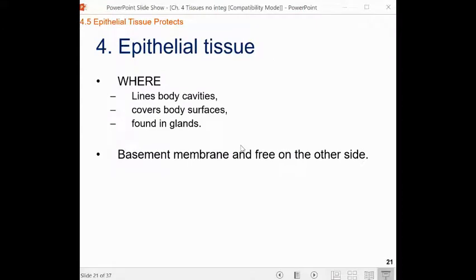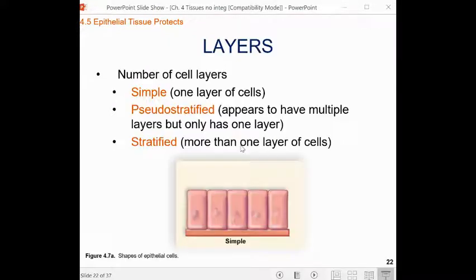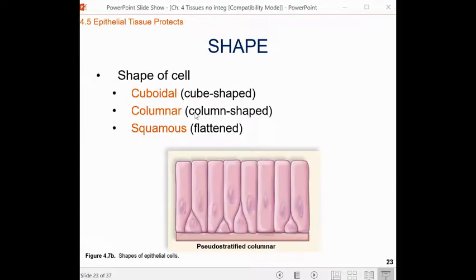The last category of tissue is your epithelial tissue. This lines your body cavities, covers the surfaces of your body. It's found in your glands. Typically, there's a basement membrane, and it's completely free on the other side. They come in layers. If you just have a single layer of epithelial cells, we tend to call it simple. If there's multiple layers, we call it stratified. And then sometimes they look a little bit like they have layers, but they're not. And so then we just call it pseudostratified.